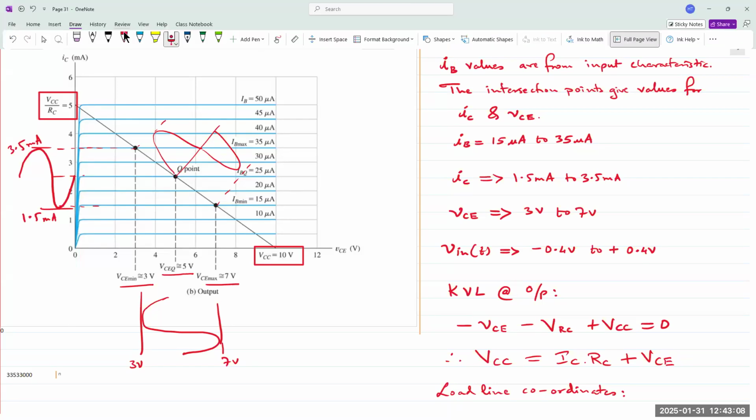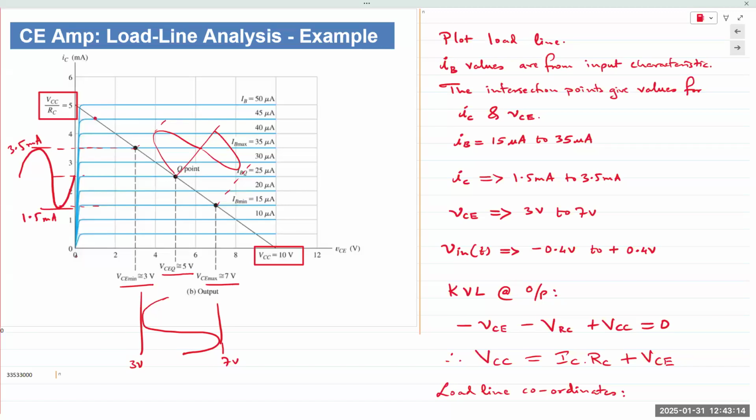So let me draw this out in a way that would make sense. Let's say the Q point or the input is here, and then my output would appear something like this.